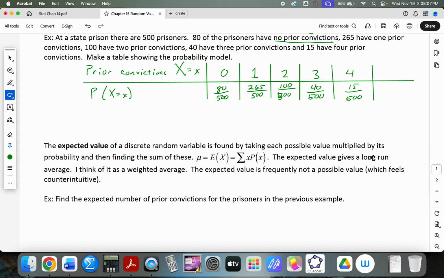The expected value, and this is the part that drives me crazy, the expected value is frequently, as in almost always, not a possible value. Comforting. That's the expected value. I think it would be better to simply call it the mean value, or the unexpected value, because it's never going to happen. Well, I don't think that'd be a good name for it.